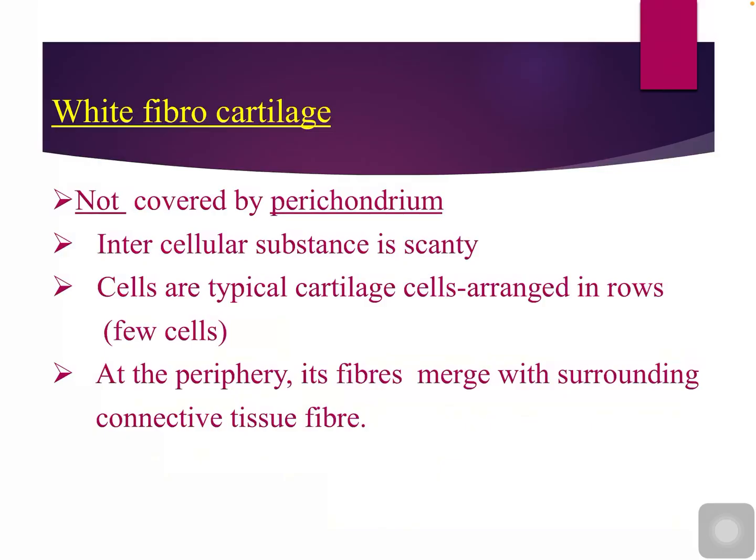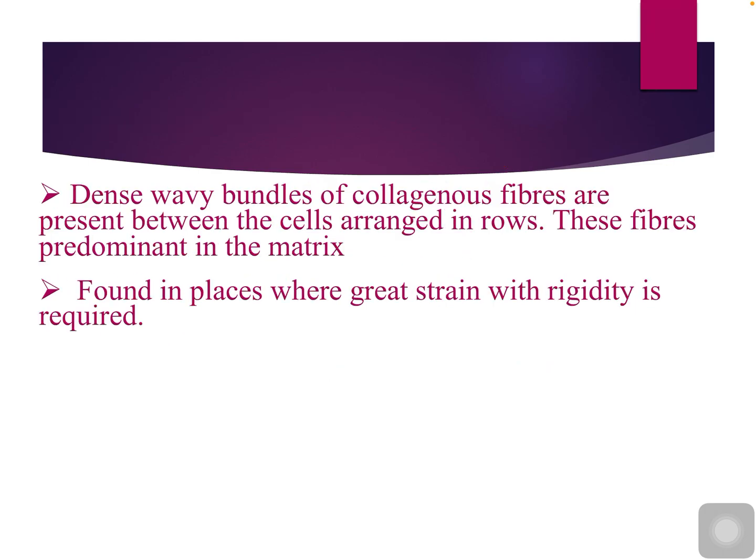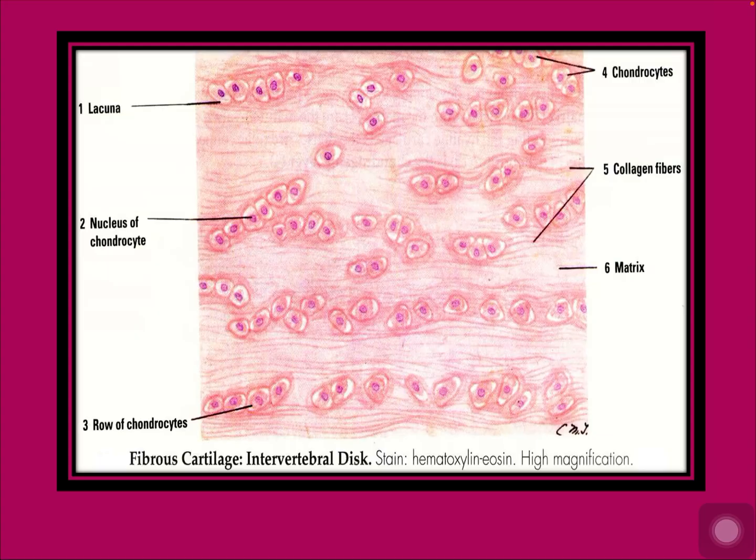Next cartilage, we have seen cellular cartilage, hyaline cartilage. Next is white fibrocartilage. What is the identification feature of white fibrocartilage? There is no perichondrium. Intercellular substance is scanty. Cells are arranged typically in rows, not like cell nest. And what bundle of fibers is present? Dense bundles of collagen fibers are present in the rows. So this is the typical slide of the fibrocartilage. An example is the intervertebral disc in between the vertebrae.